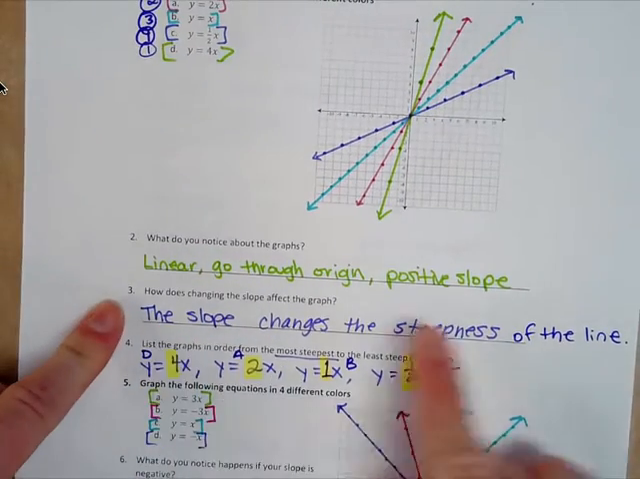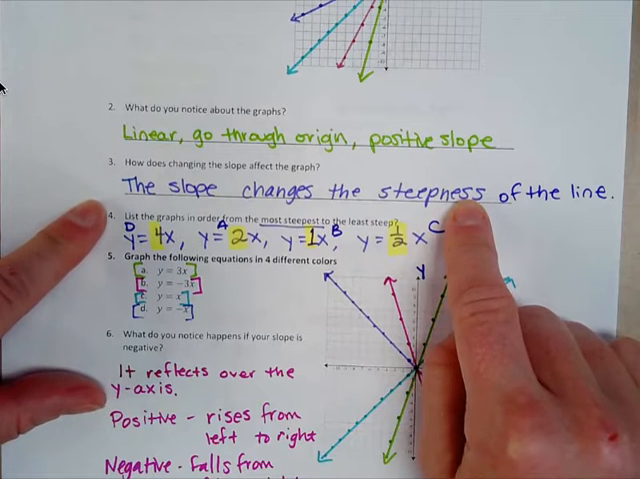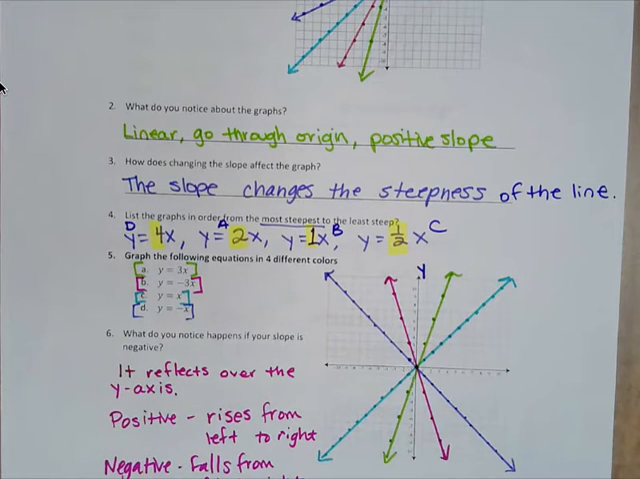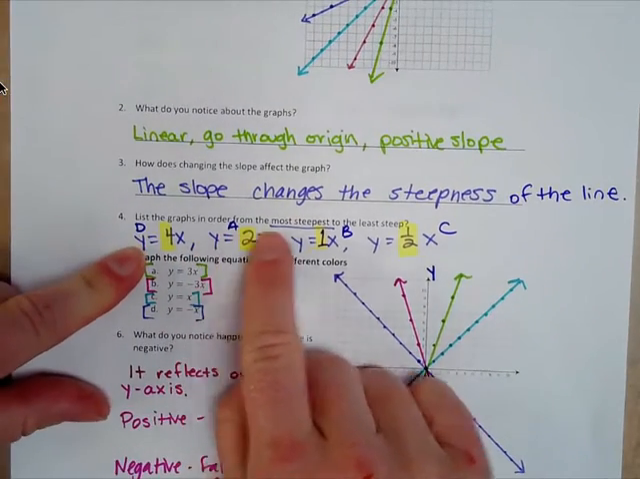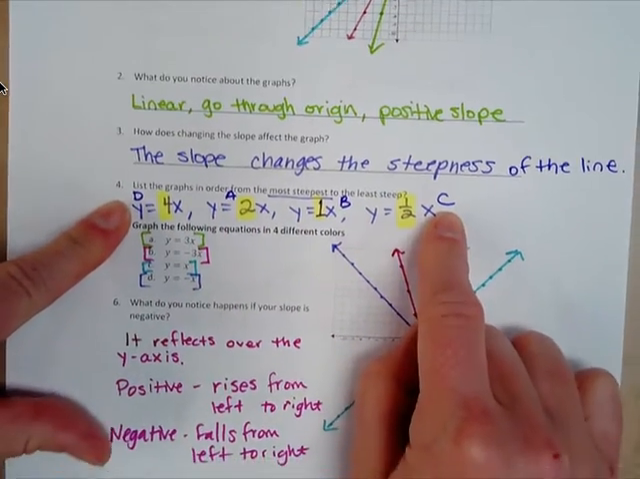Changing the slope affects the steepness of the line. So make sure you include that word steepness. Slope changes the steepness. You don't have to write it exactly like that. You just need that word steep or less steep. And if we list out most steep to least steep, that would be D, A, B, C.